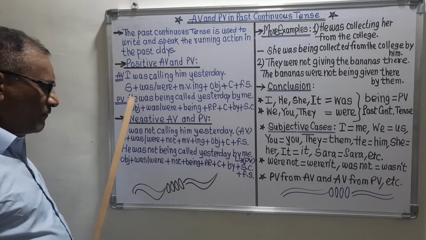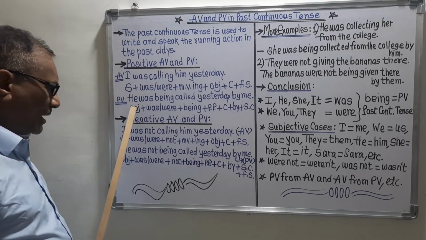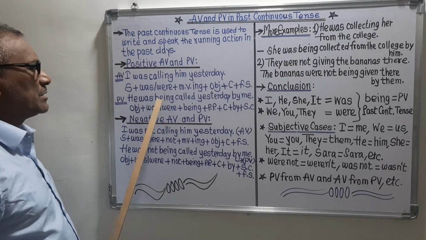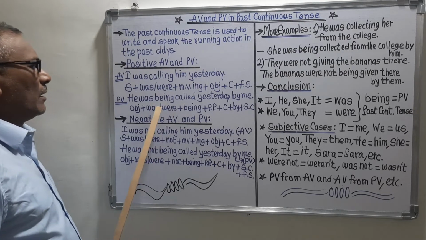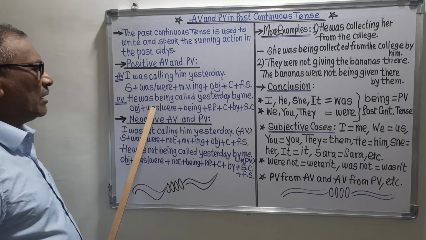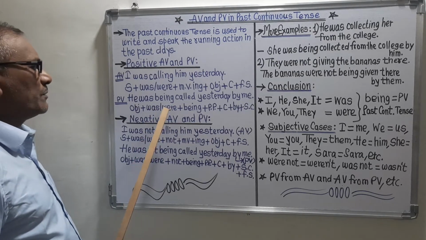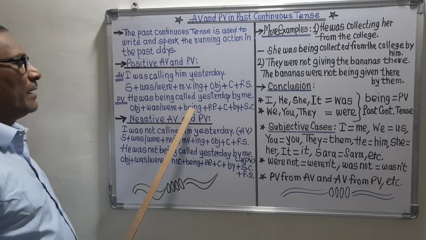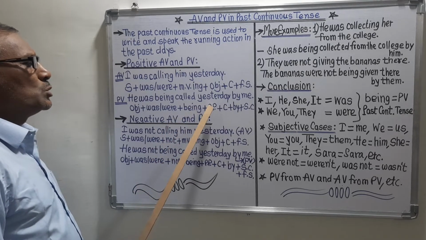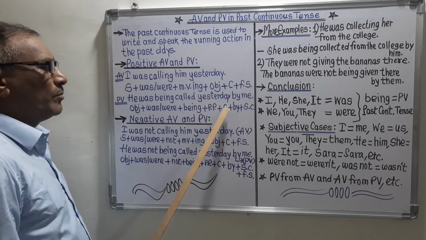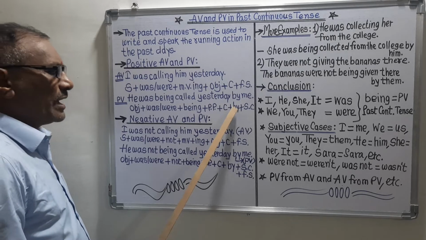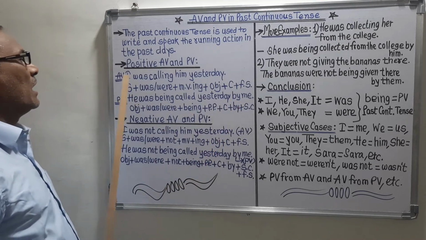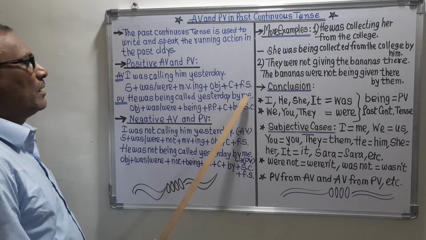So remember, if we want to make the passive voice, then we should take the object, then the helping verb was or were, because it is the past tense. When the subject is singular, we take the verb was, and if the subject is plural, we take the verb were. Then we should use being, then PP, then the complement, that is extra words, and then by, and then SC. SC means the subjective case, and here I has become me.